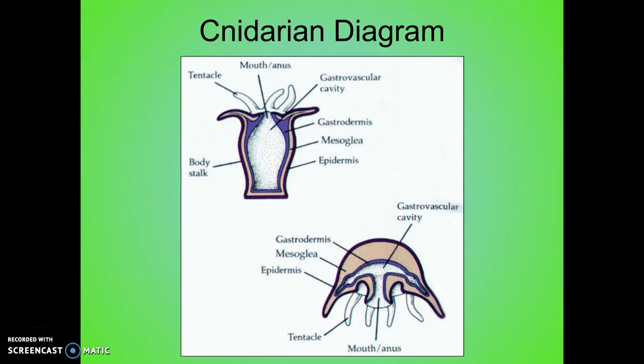And this is what they both look like. This right here is the polyp. The mouth is here on the top, surrounded by tentacles. This is the medusa. The mouth is here, surrounded by tentacles. And they are both in kind of a U shape.